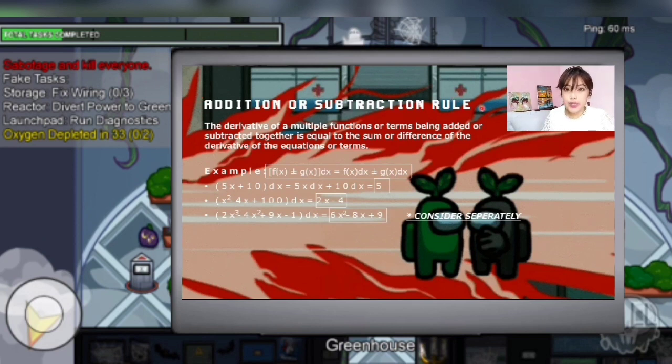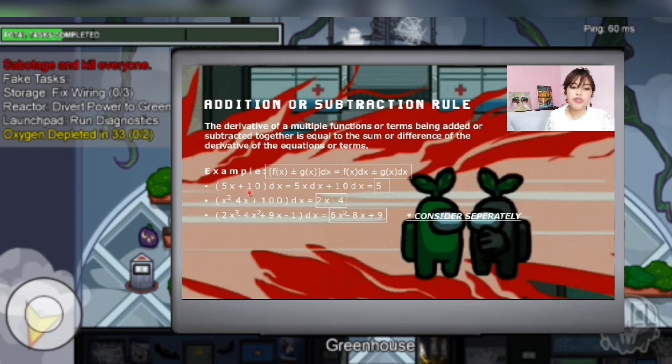Our last rule is the addition or subtraction rule. The derivative of multiple functions or terms being added or subtracted together is equal to the sum or difference of the derivatives of the terms. So when you see two functions being added or subtracted, you consider them separately. After considering them separately, you apply the rules that we have discussed. So here are some examples for you to further understand it.